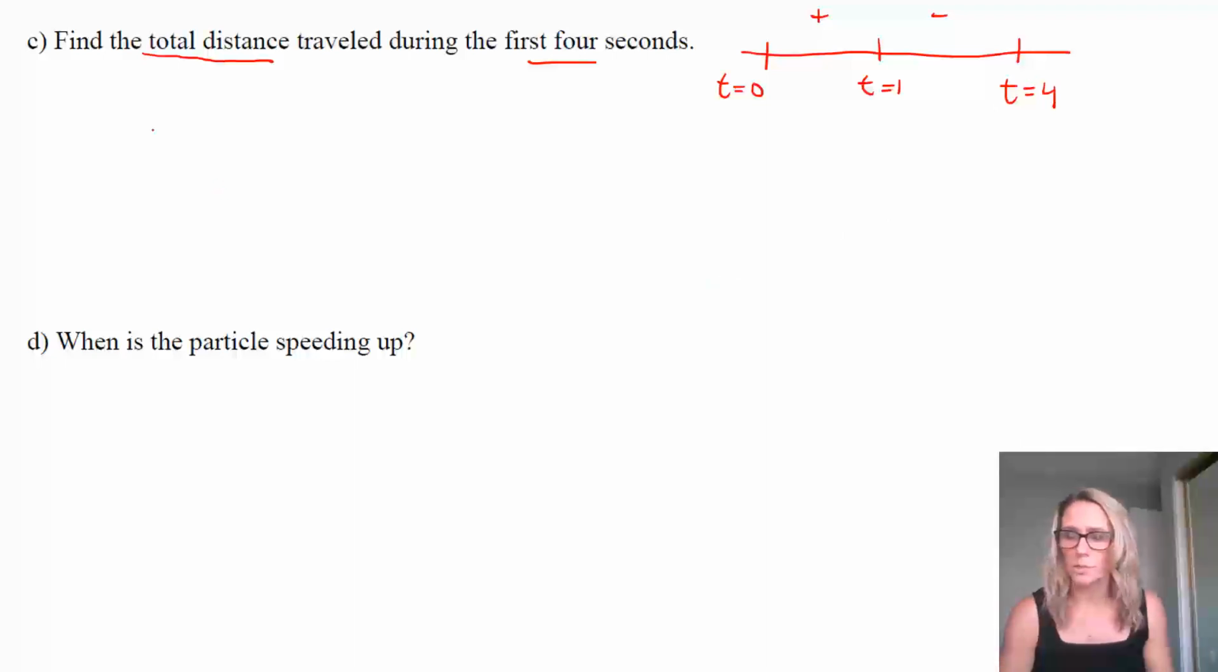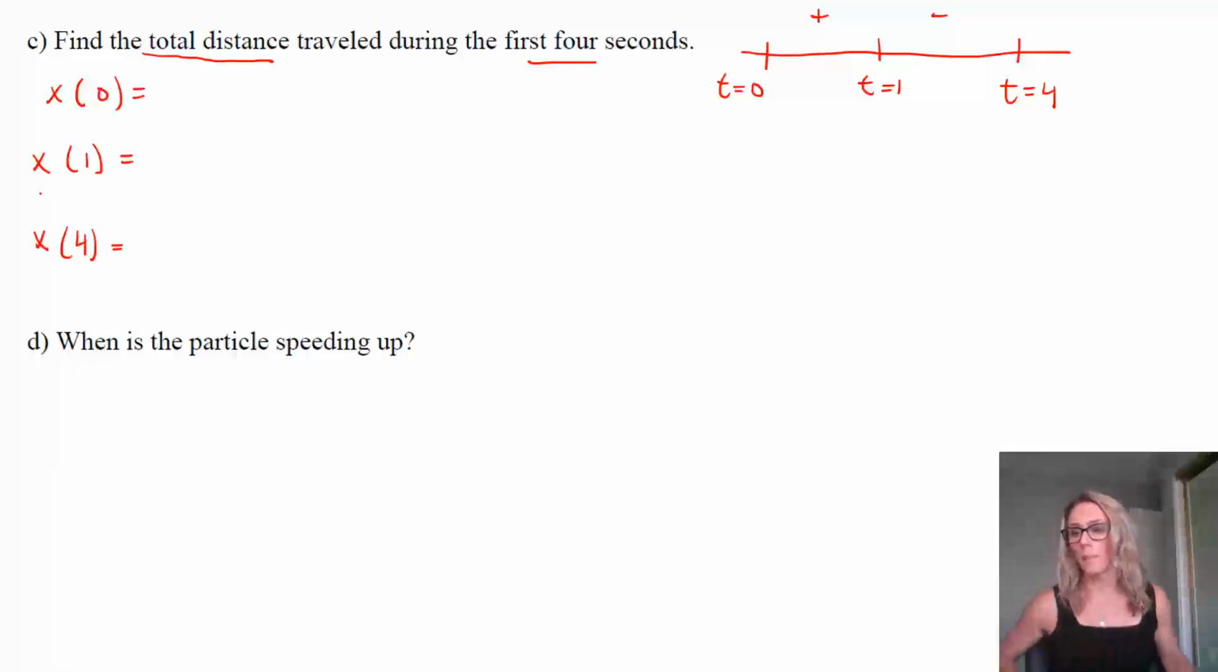So in order to find the total distance, we want to find where the function is at these different t values. We're going to go back to our original function and find x of 0, x of 1, and x of 4, because remember the function is x of t. If you want, you can pause, take a minute, see if you can come up with the position values for the function at those 3 points, and then see if you're right.